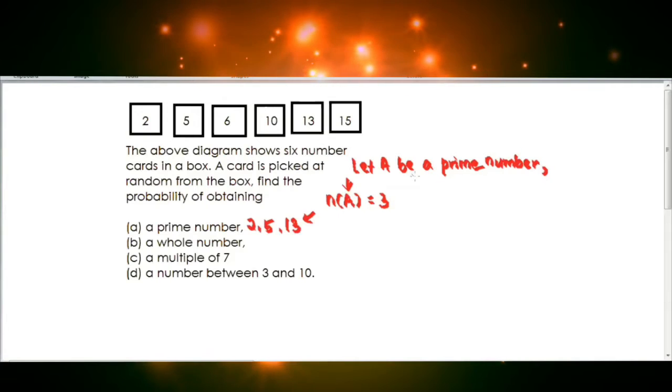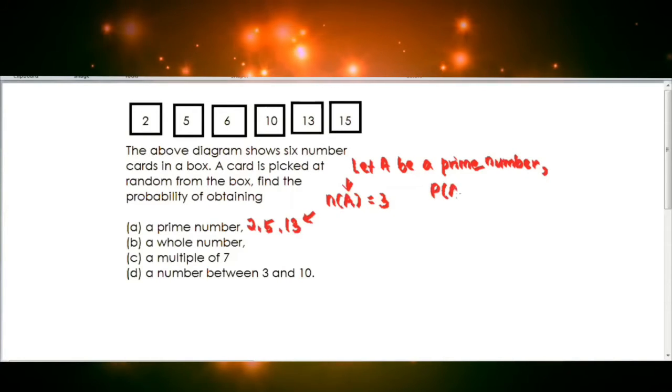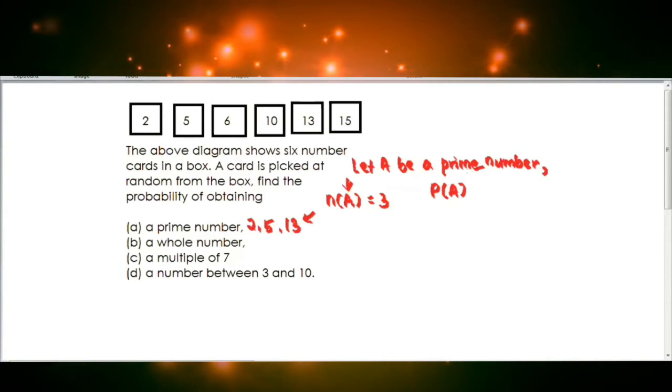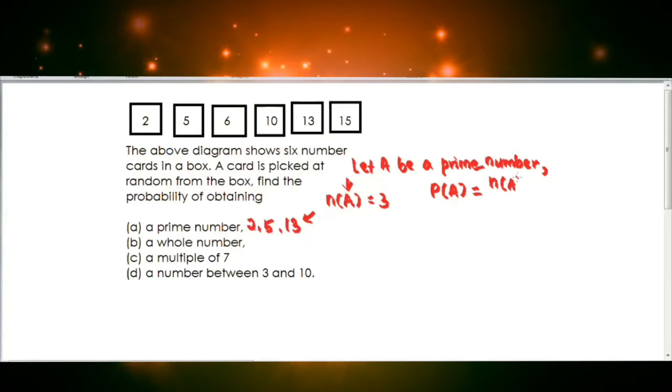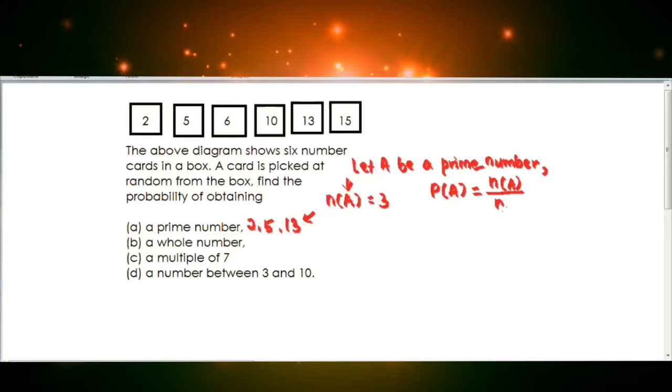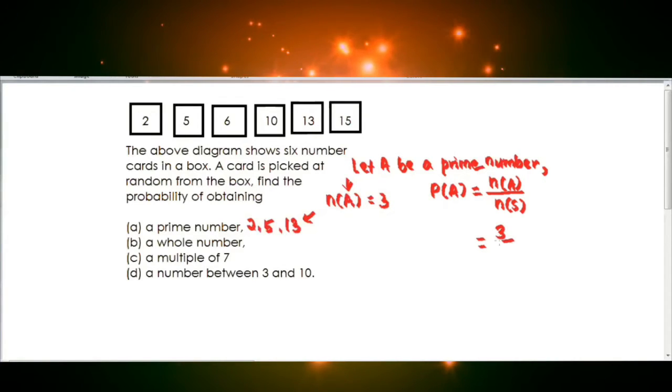Okay, so the probability of obtaining a prime number equals the number of events divided by the number of sample space. Sample space means the possible outcomes, which we can also define as the total. How many total are there in the box? As we know, the number of events is 3. And how many possible outcomes will we get?